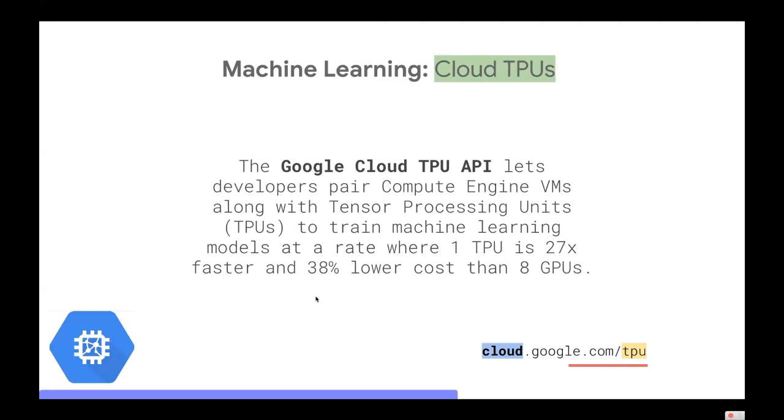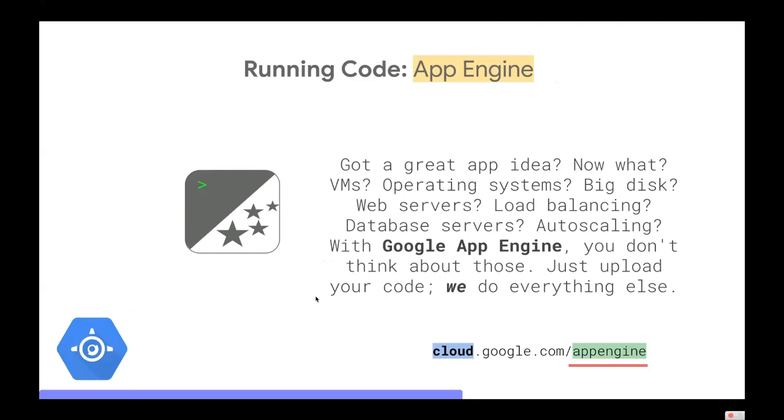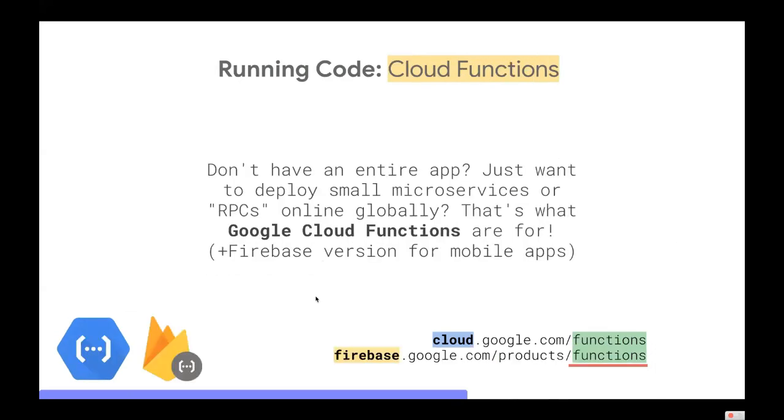Okay, there's also App Engine. If you have a great app idea, but if you get a VM, guess what? You have to think about operating systems, then database servers, then web servers, and all these things. So maybe you don't have time for that. Maybe you just wrote an app and you just want to upload it to the cloud and run it. That's what App Engine is for. Then we also have Cloud Functions, where maybe you don't have an entire app. Maybe you just want to deploy small little functions or microservices. That's what Cloud Functions are for. And then there's also a mobile version for Firebase, because Firebase is our mobile development platform.